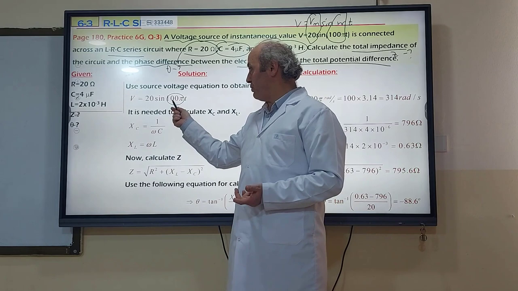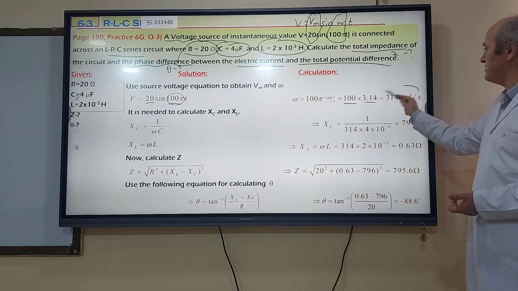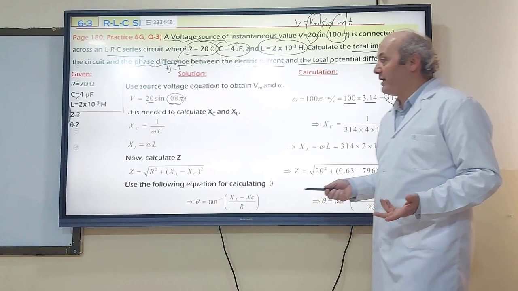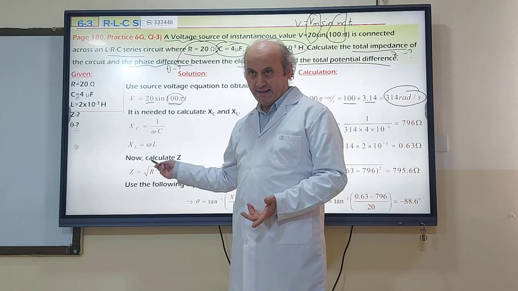100 pi is what? 100 times 3.14, which is 314. 100 pi is omega. So we need omega. Why? Because XC is calculated as 1 over omega C. So I got this short term: 1 over omega C.